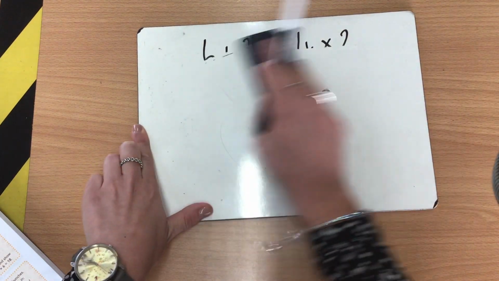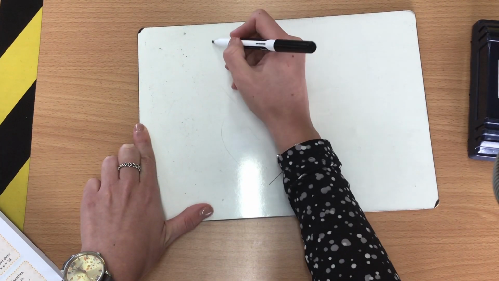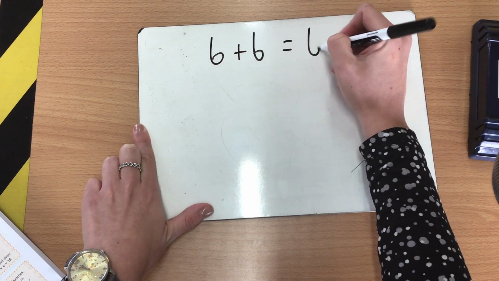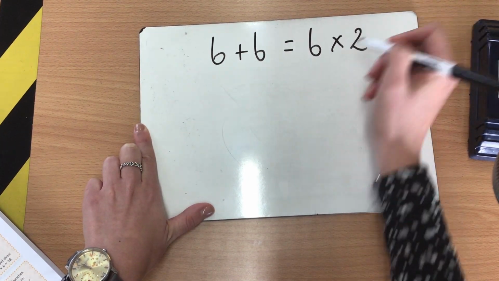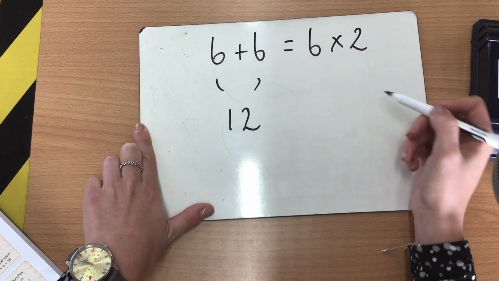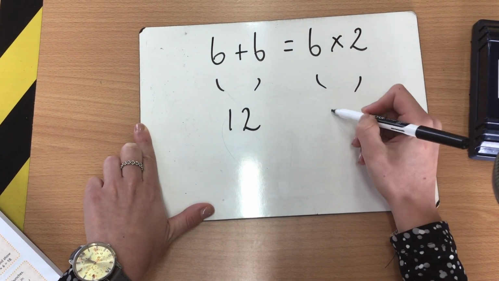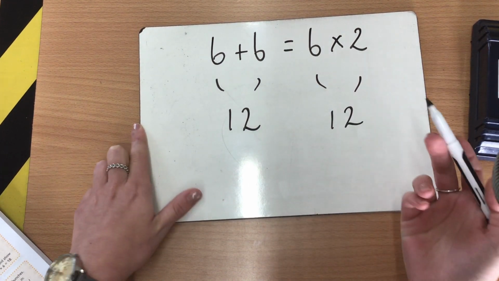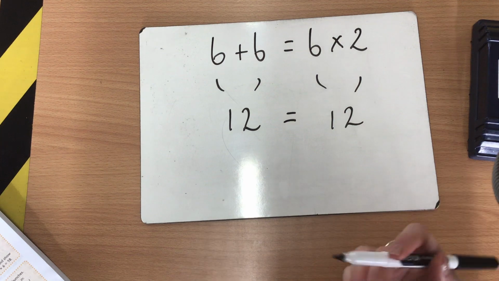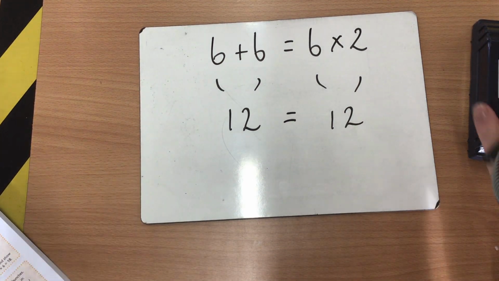So if we had 6 add 6 equals 6 times 2, we can check that that works. Well, 6 add 6 is 12, and 6 times 2 is 12. Remember, repeated addition is the exact same as multiplying. So again, that works. So remember that that equals sign means balanced.